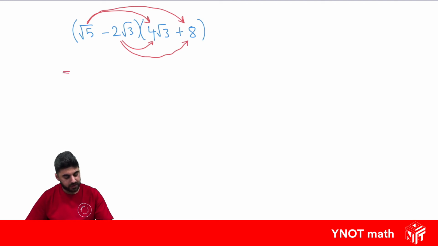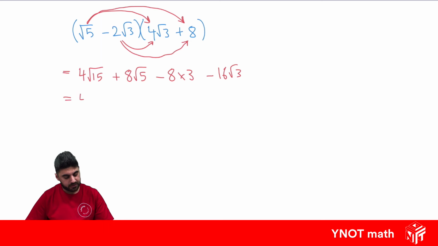So we've got root 5 times 4 root 3, well, that's just going to be 4 root 15. Then we've got root 5 times 8, which is just 8 root 5. Then we've got negative 2 root 3 times 4 root 3. Well, negative 2 times 4 is negative 8. And root 3 times root 3 is just 3, because we're timesing something with the same root. Then we've got minus 2 root 3 times positive 8 gives us negative 16 root 3.